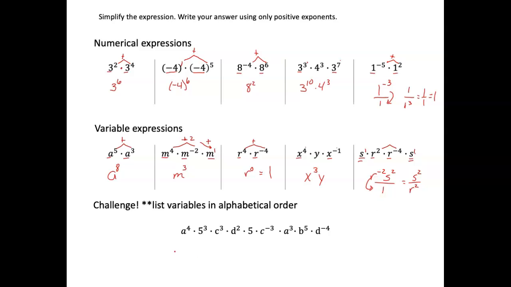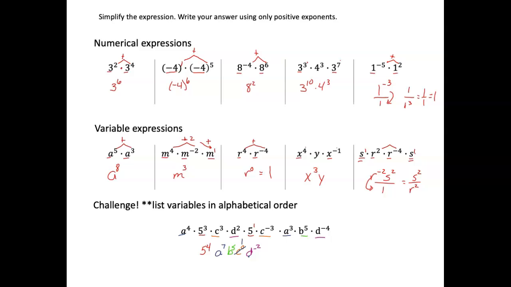Okay, one more. This is your challenge. Pause the video, try it for yourself, and then come back and check. All right. Did you have 5 to the 4th, a to the 7th, b to the 5th, c to the 0, and d to the negative 2? So remember, you have to go through and find which ones are alike and then add those exponents. And I see I have some things here that I need to change up because c to the 0, well, c to the 0, that's just saying times 1. So I don't need the c to the 0.